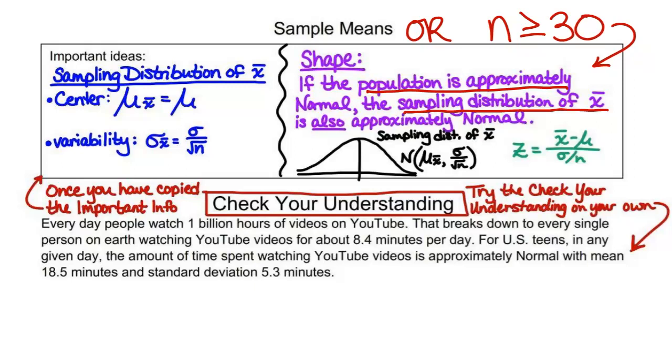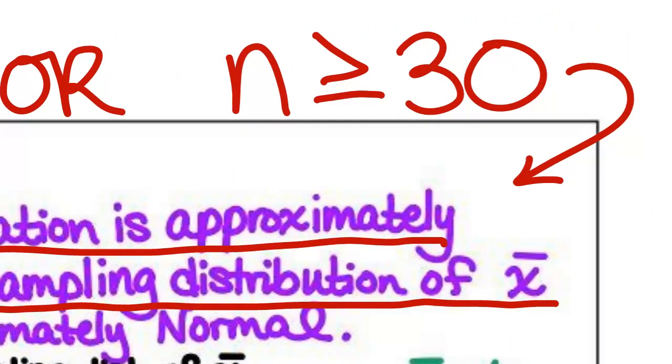We can get normality one of two ways. I know I just said this, but normality comes one of two ways. Either they tell me the population distribution is approximately normal, and then I don't have to check anything, or n has to be greater than or equal to 30. This is called the central limit theorem.